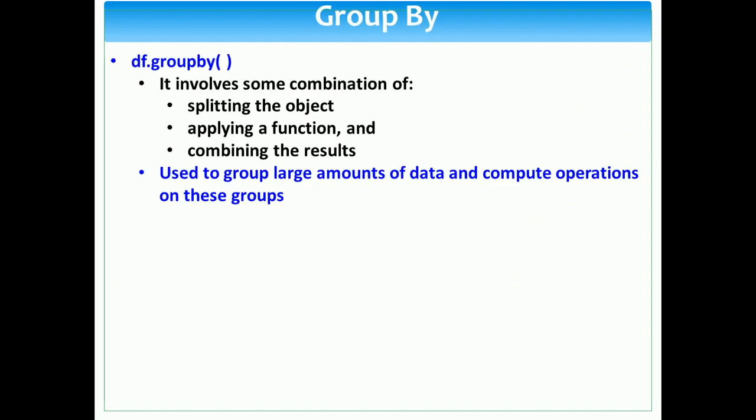Essentially we have to do a grouping at the data frame level. That means it is going to involve some combination of splitting the object, then applying a function, and then combining the result. In short, it is abbreviated as split, apply and combine. That's what people do when they work on data frames, because as part of data science you tend to do splitting, then apply some functionality, and then combine the results. It is used to group large amounts of data and compute operations on these groups.